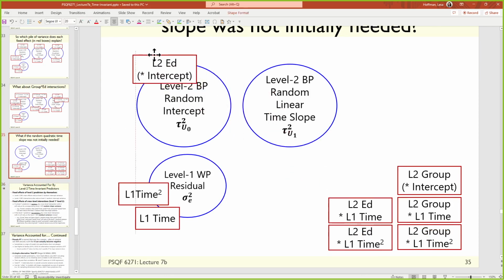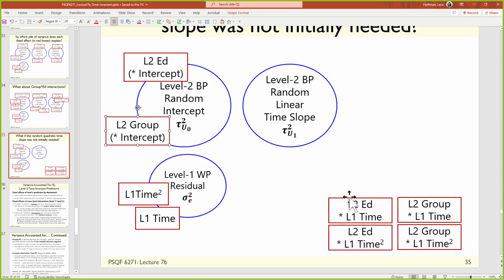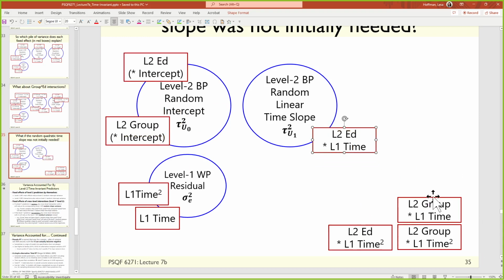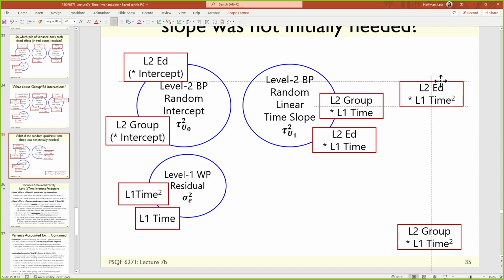where education as a main effect and group as a main effect would go on the intercept. Education by time would go on the time slope here. Group by time would go here. Interactions between group and ed would also go here if you wanted them. Now where do these guys go? Their bubble is gone.